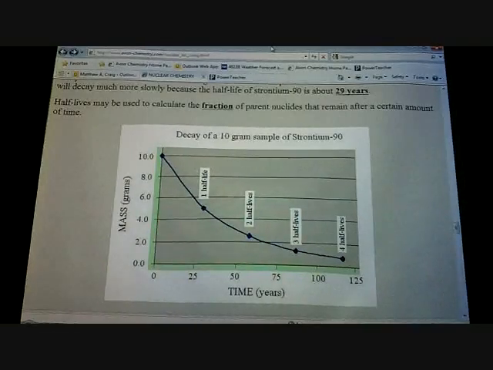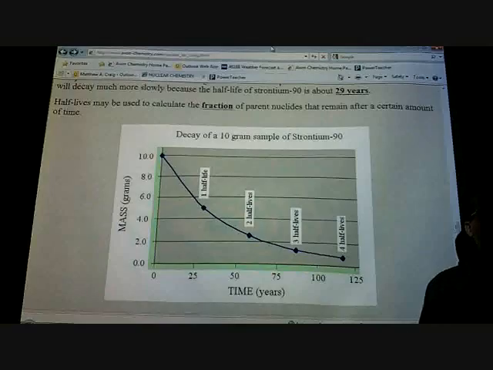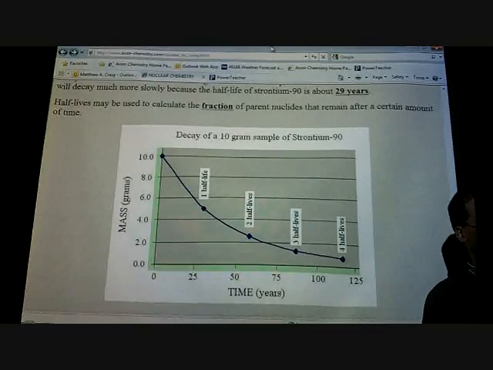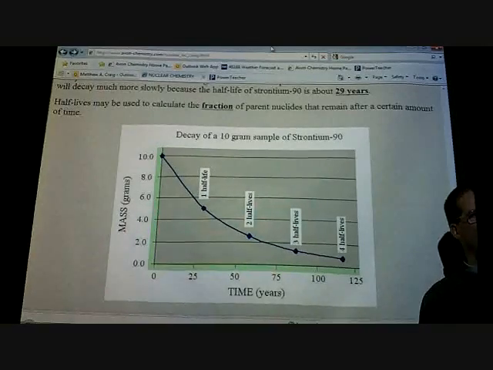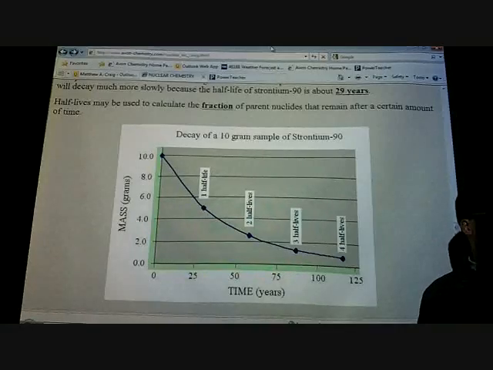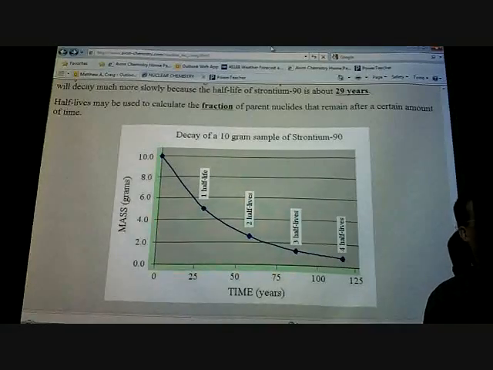Question: Do you give us the half-life, or do we have to figure it out? In some cases, I will give it to you. In other cases, I'll have you determine that. How do we do that? Good question. We'll do it. Here's a practice problem to know how to use it.